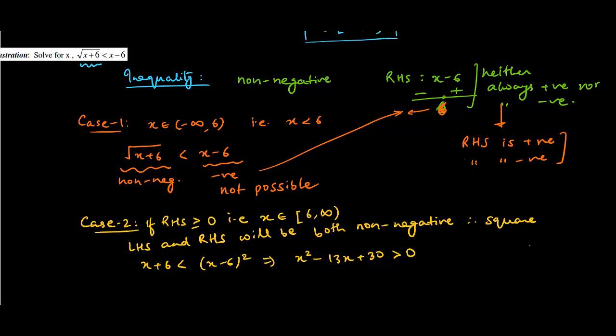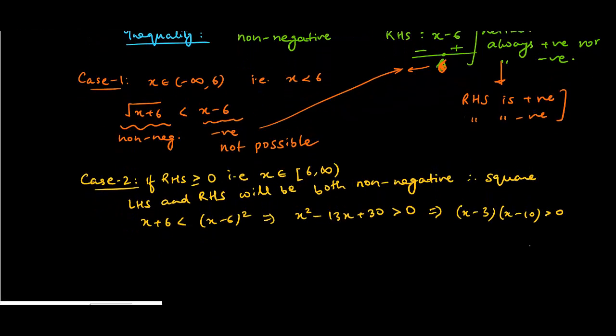I'm solving it a bit fast. I've just taken everything on the right side. This implies x minus 3 into x minus 10 should be greater than 0. And using the method of interval, this gives you 3, this was 10. Here solid circle, sign scheme will be positive, negative, positive. So therefore we get x belongs to minus infinity to 3 union 10 to infinity. This is the solution for the second case.